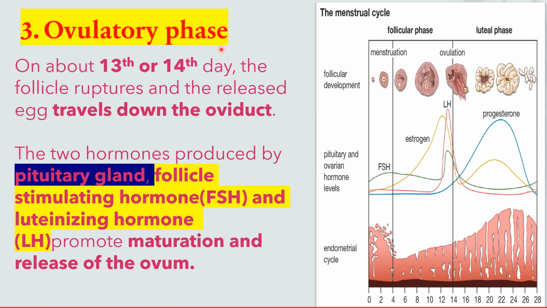In ovulatory phase, two hormones are produced from pituitary gland. They are follicle stimulating hormone FSH and luteinizing hormone LH. These hormones promote maturation and release of the ovum, release of the egg or ovum. Then what is the function of FSH and LH? Follicle stimulating hormone and luteinizing hormone will promote maturation and release of the ovum or egg.